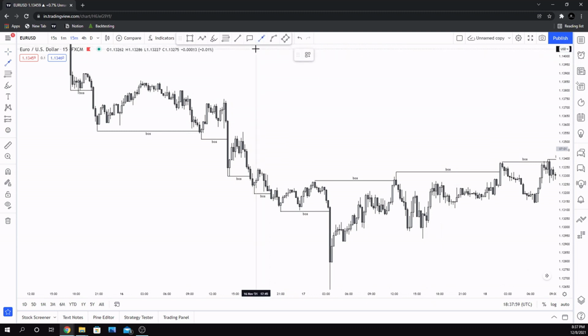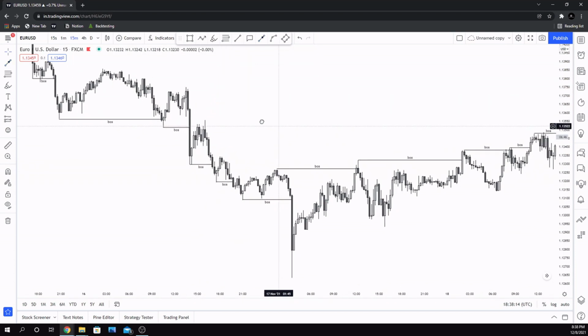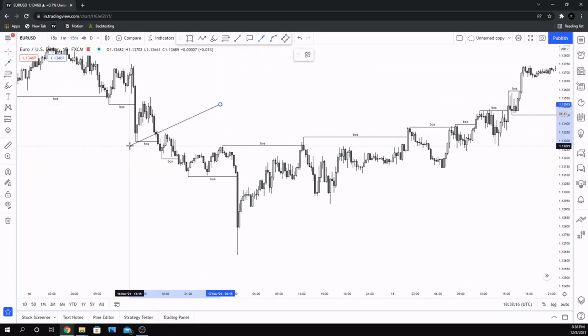So moving into the live application, touching it from this point onwards, we can see there's a break of structure to the downside. So we create a lower low, lower high. From this point on, lower low, lower high, lower low, lower high, lower low, lower high. Moving on here, again, lower low, lower high, lower low, lower high, lower low, lower high.